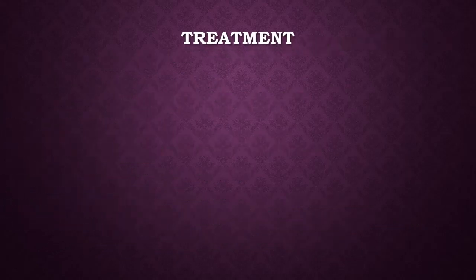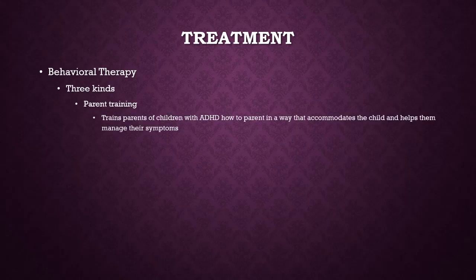Treatment. The first kind of treatment is behavioral therapy. There are 3 kinds that I read about. The first one is parent training. Parent training trains parents in different ways to parent to be able to better help their child and better help them navigate their symptoms and their daily life.